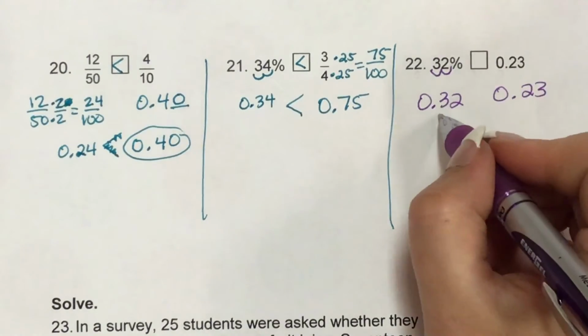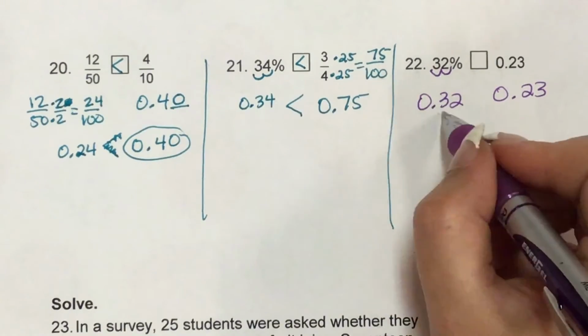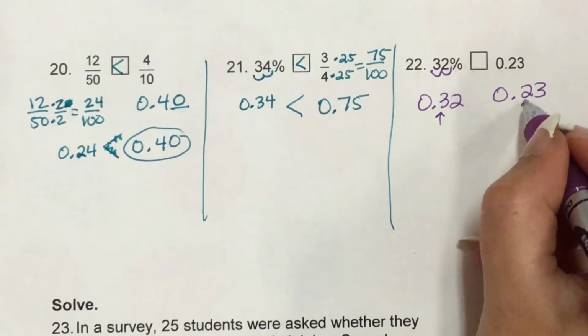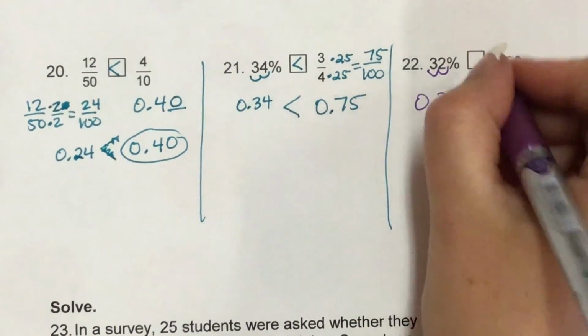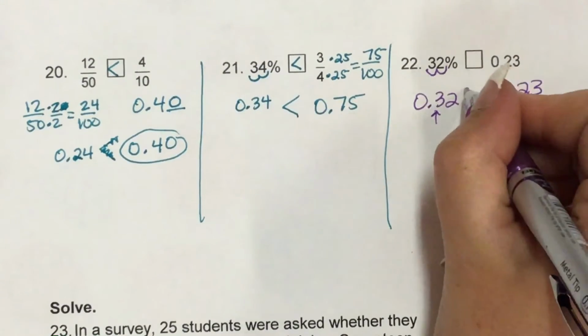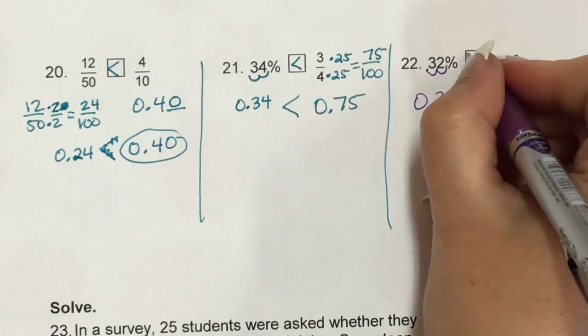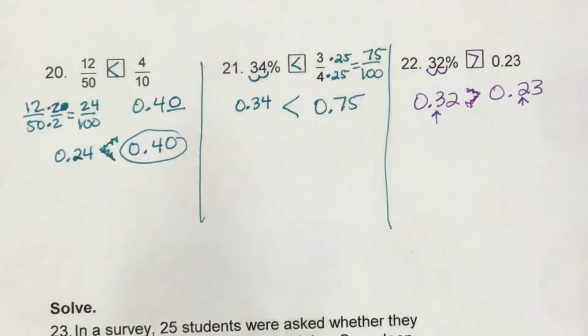And when I look at these, I'm looking at the tenths place, right? And the 3 is bigger than the 2. That means this one's bigger. So yeah, the alligator eats the bigger one. So there we have it, there's our answer. So if you got all those right, great job.